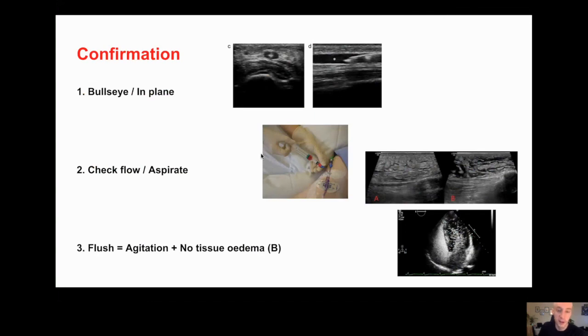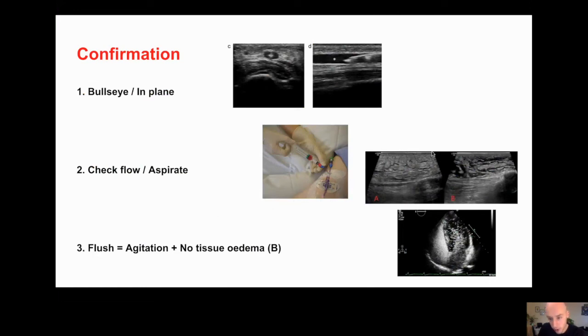If it hasn't, I'm afraid to say you are not in the vein. And I learned that, unfortunately. It's going to take you 5 or 10 times of trying on a real person before you start getting comfortable and confident doing this technique, and you'll convince yourself, oh, I was in the vein. And if you can't see it and it's not bleeding, you're not in the vein. Sorry. And then finally, you can put a flush down it.